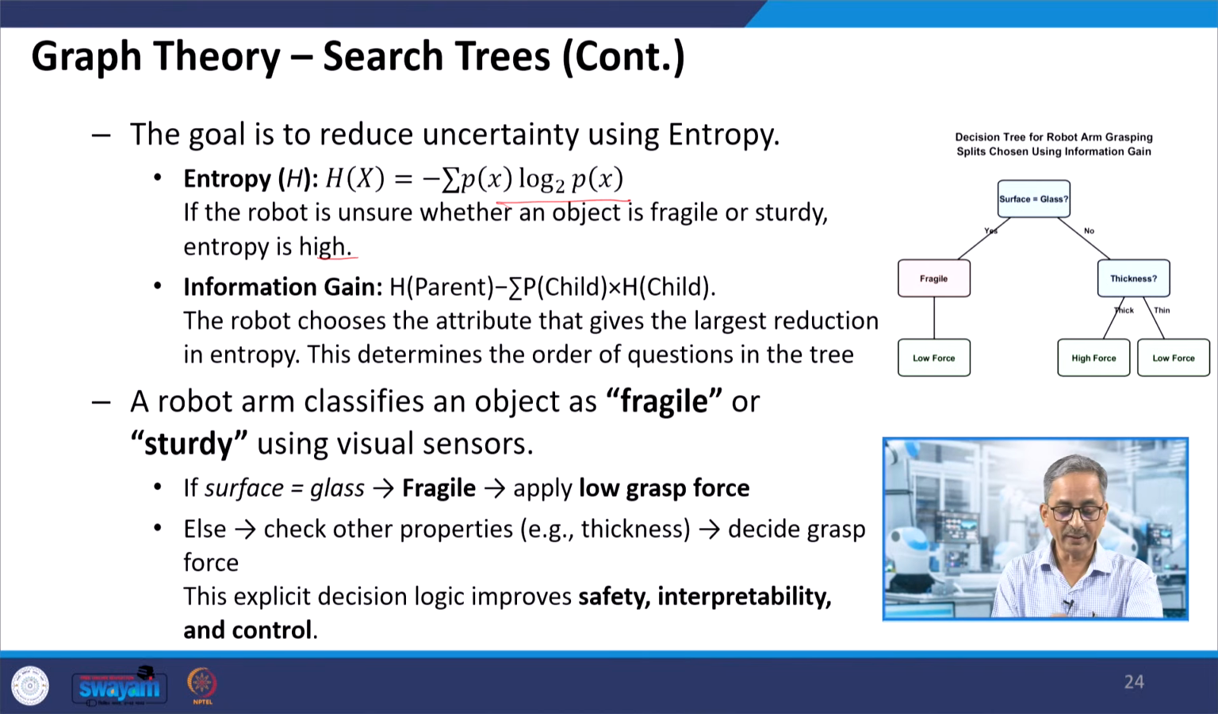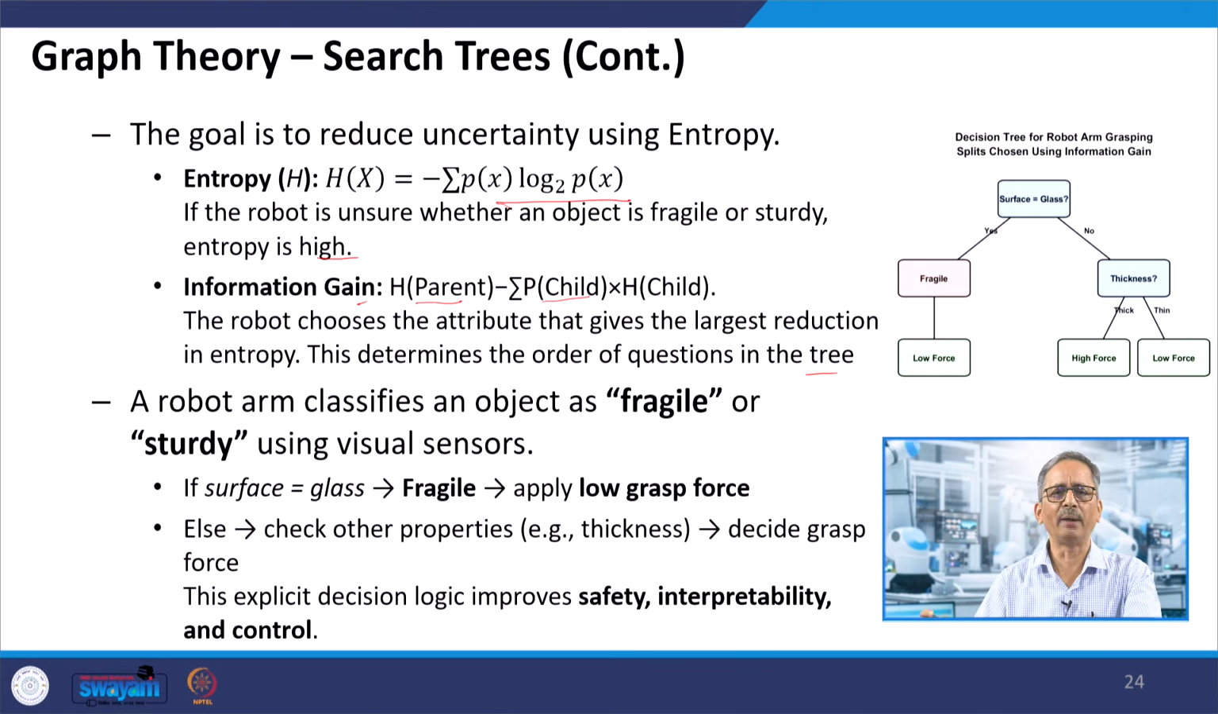Okay. And the information gain is, we can calculate basically the entropy of the parent minus the summation of the probability of the child times the entropy of the child. Okay, so that we can get it. The robot chooses the attributes that give the largest reduction in entropy. This determines the order of questions in the tree.